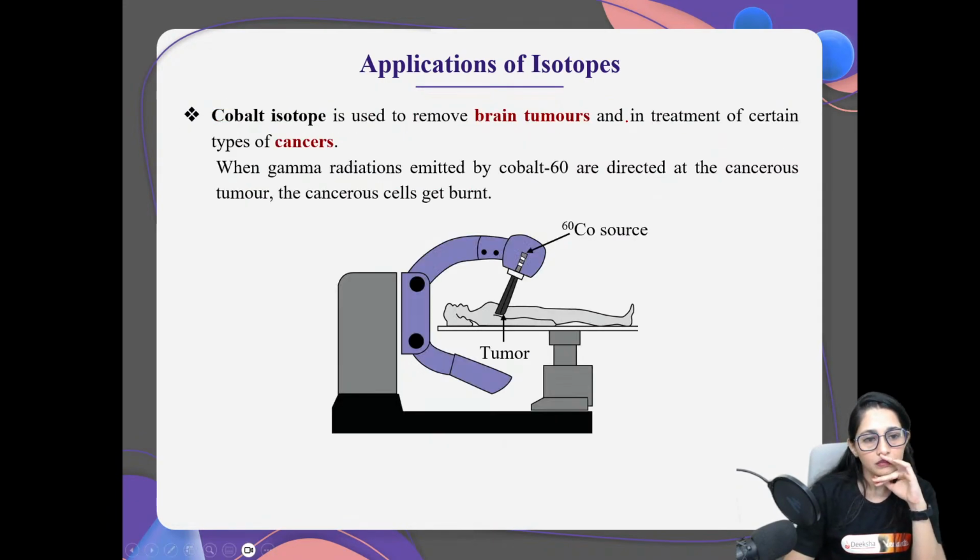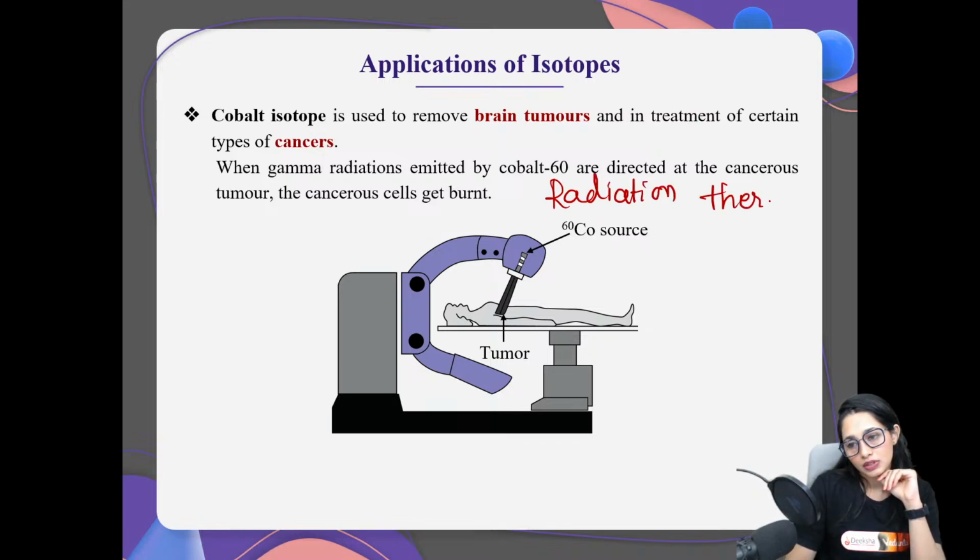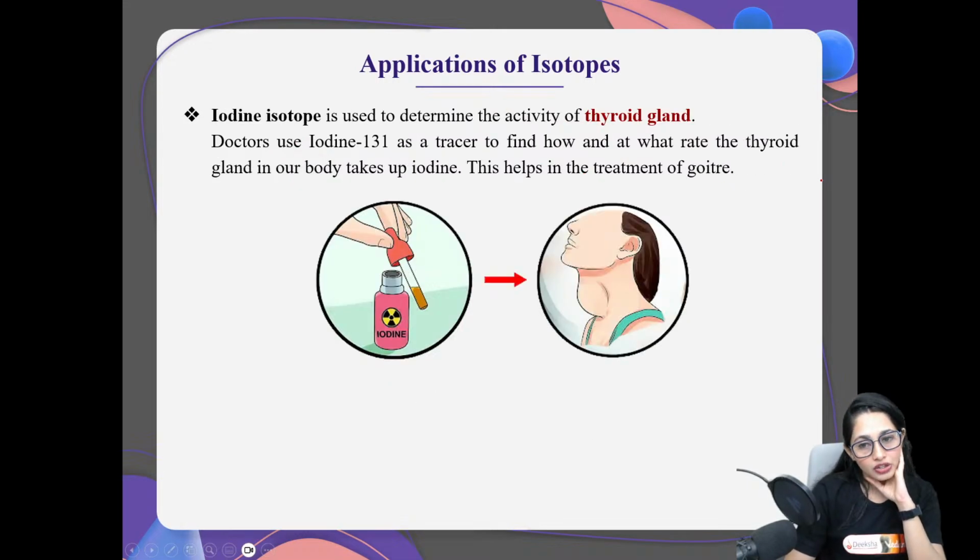Next, the cobalt isotope is used to remove brain tumors and in treatment of certain types of cancer. Gamma radiations are emitted by cobalt-60. So in radiation therapy, they use cobalt-60. Next, the iodine isotope is used to determine the activity of the thyroid gland, and also in treatment of goiter. These are the uses of isotopes. Iodine-131 is used.